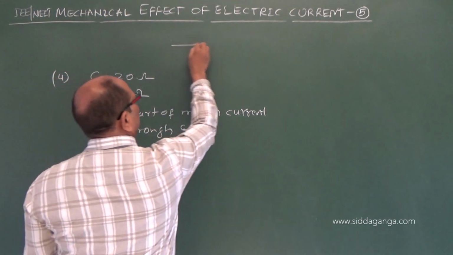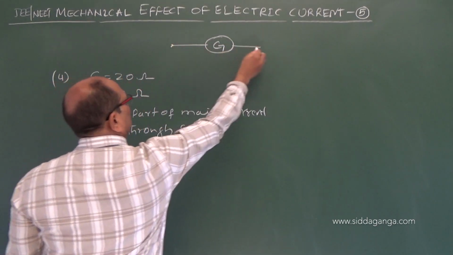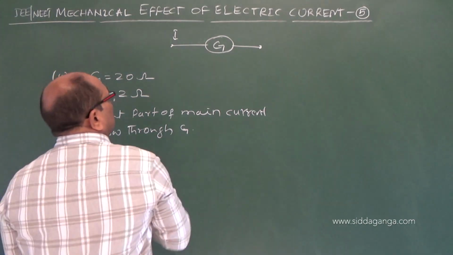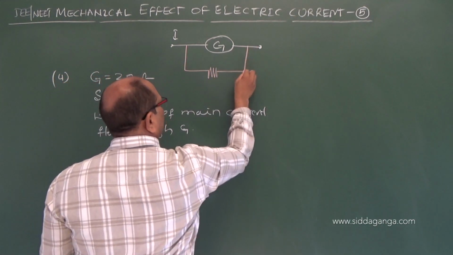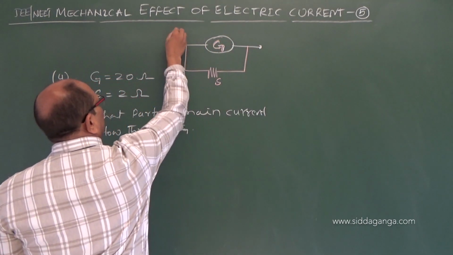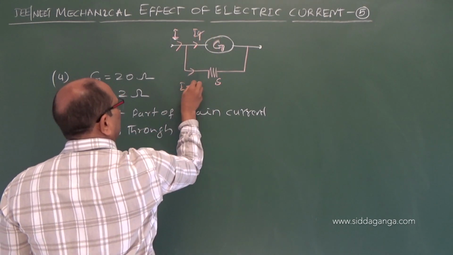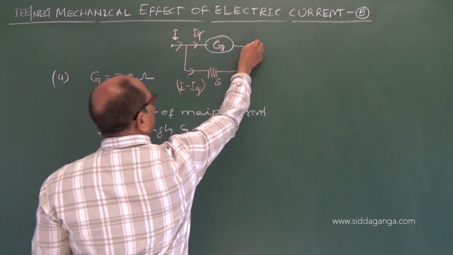You know, in case of galvanometer, this is the main current. Now we connected a resistance S in parallel to this. This is the galvanometer resistance. The main current is I. This is Ig and I minus Ig. Again it becomes I here.